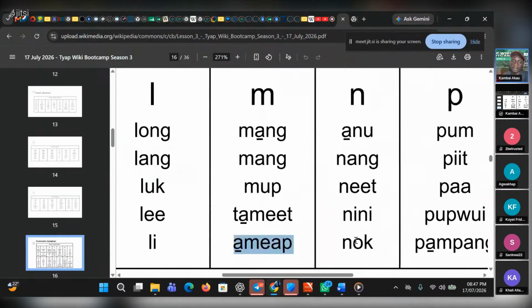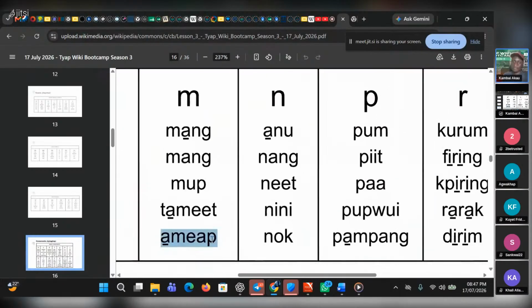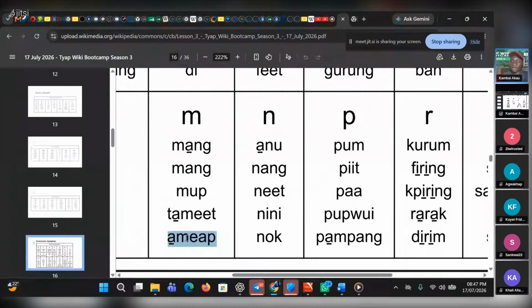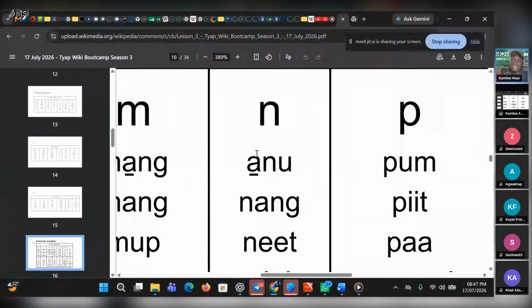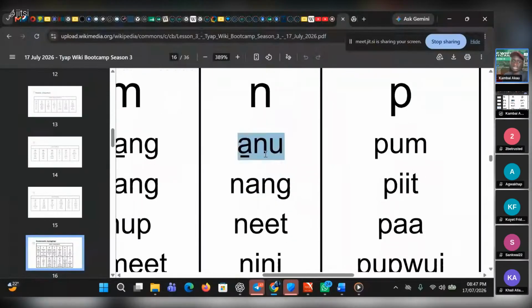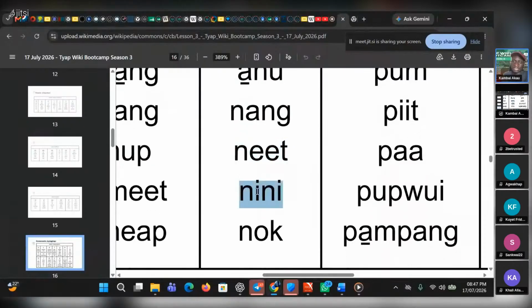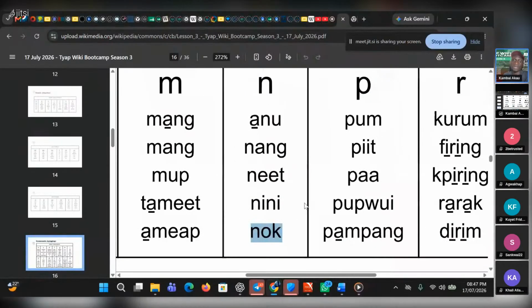Okay, so a map is a grass cutter in Tiap. And then under the n sound, we have a nu, which in Tiap is mouth, and then we have nang. Nang has many meanings, but one of them can also be like. And then we have need from, and then we have nini. Nini is how, and then we have knock. Knock can mean building, to build, and so on and so forth.